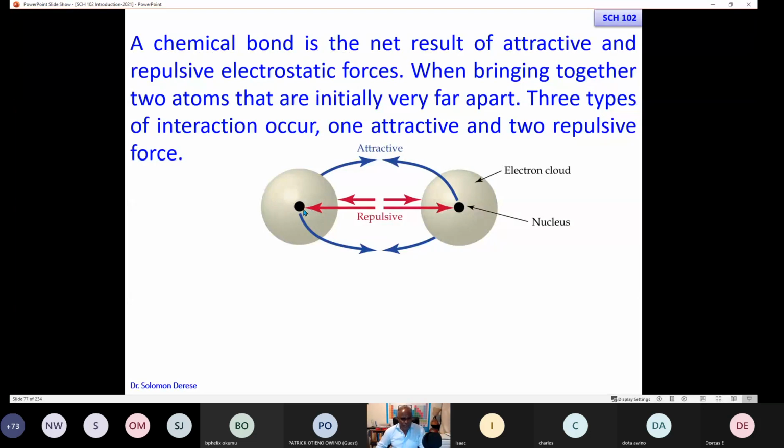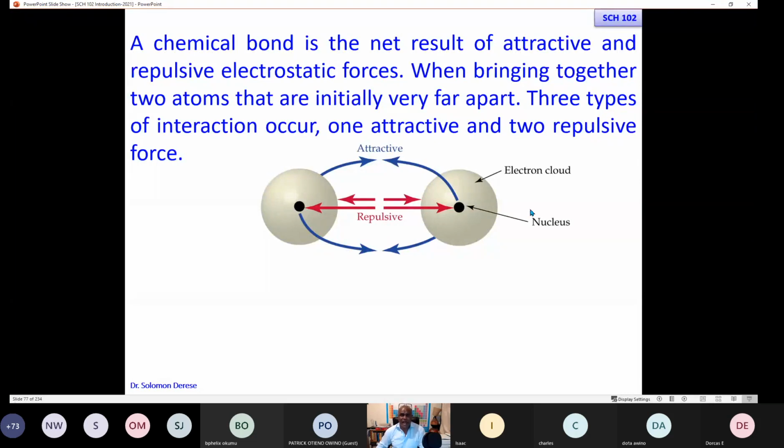The black dot is its nucleus, where we have the positively charged protons and the neutral neutrons. And then the shaded part is the electrons. So we have this atom and these other atoms.